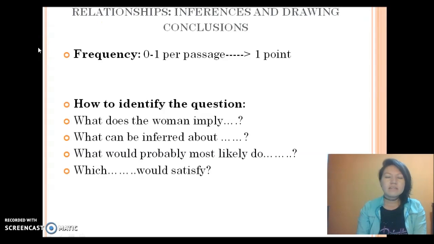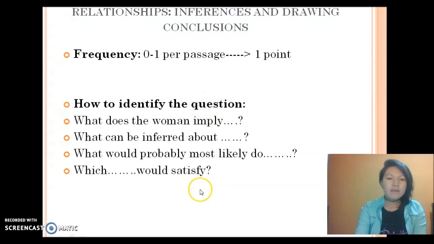Finally, we have listening skill 6. Understand relationships, inferences, and drawing conclusions. In this question, you have to recognize how the different ideas in the passage are related in order to make inferences, predict outcomes, and draw conclusions. We can find from 0 to 1 questions per passage, and this question is scored 1 point.